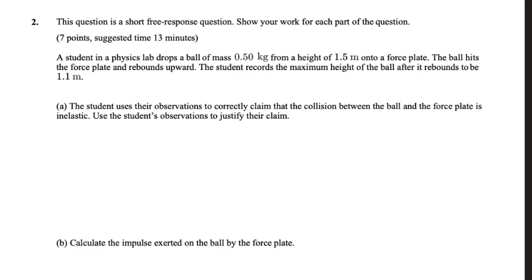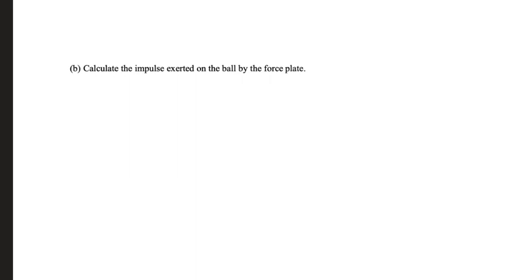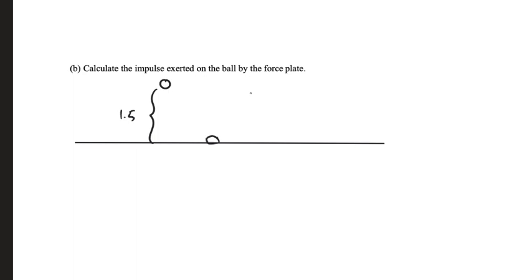Now, in the next case, you're asked to actually figure out the impulse, which means you needed to figure out how fast the ball was going when it struck the plate and how fast it was going when it left the plate. This we did do in class, but just as a reminder, this is like 1.5, and it hits the ground, and it bounces back up, and it's 1.1.